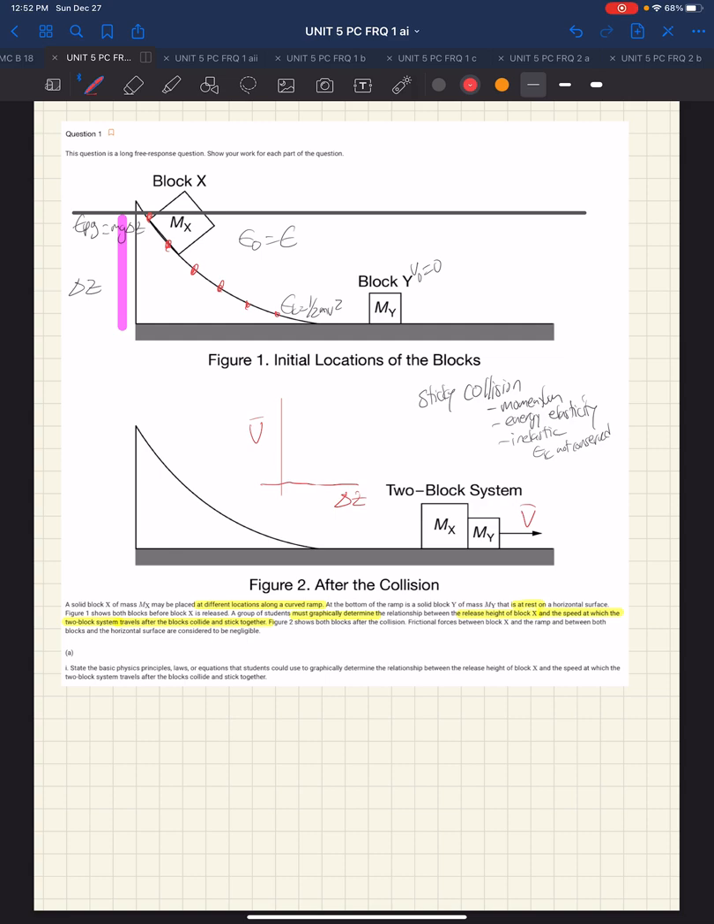All right. Shows the blocks after the collision. Frictional forces are negligible. Friction negligible. That's important for us to know. All right, so state the basic principles, laws, or equations that students could use to graphically determine the relationship between the release height of X and the speed at which. So what are the principles and laws?